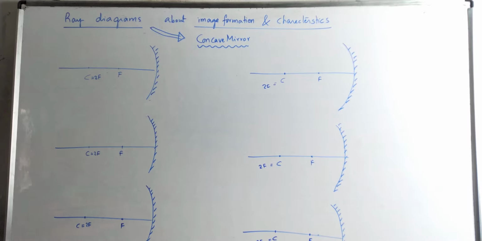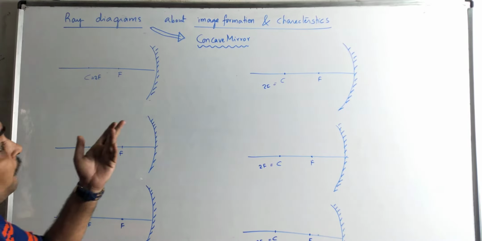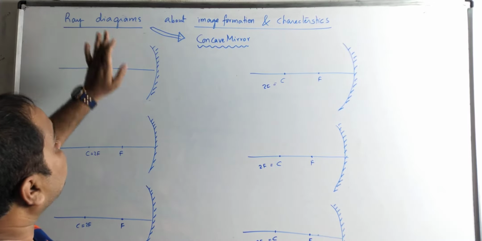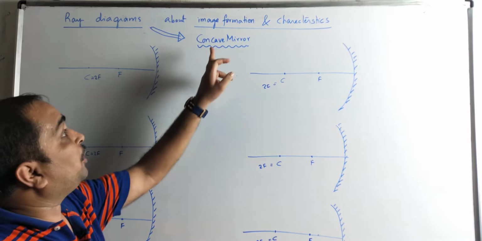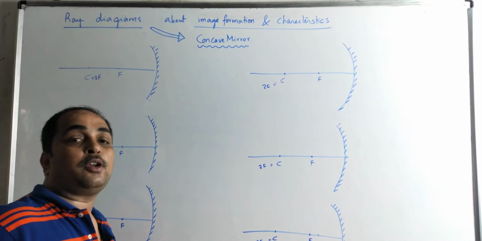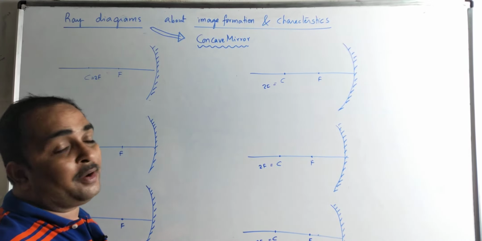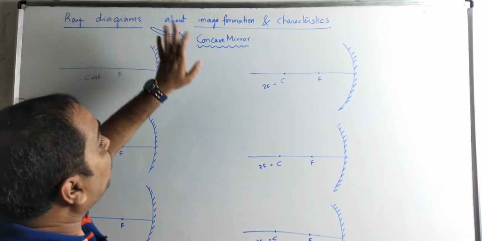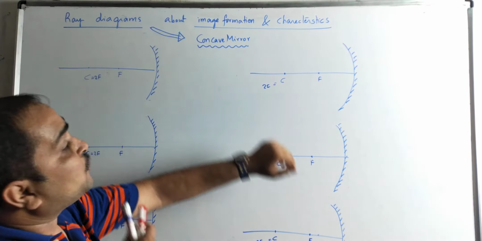Yes, I paused the video and rubbed off and created new things on the board. Now we are talking about ray diagrams. There are a total of 6 ray diagrams for a concave mirror and 1 for a convex mirror. We'll do them one by one because we also have to do them for lenses. Most of them are common. But what is a ray diagram? It shows how an image is formed for a given object.